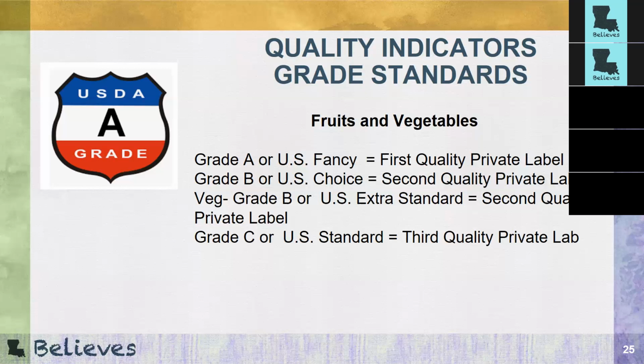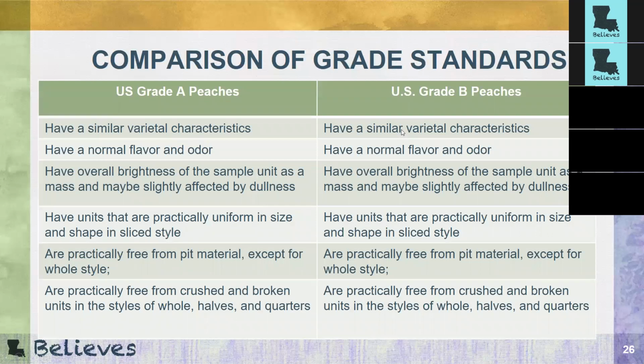Many food processors do participate in grading voluntarily because their customers list grade requirements in their specifications. Grade standards such as USDA Prime and USDA Choice are based on the product's taste, texture, and appearance. This slide, I know it's busy, but it is a comparison of grade standards for US grade A peaches and US grade B peaches.